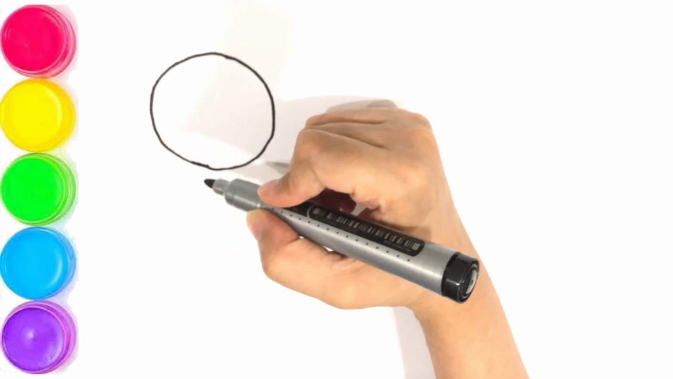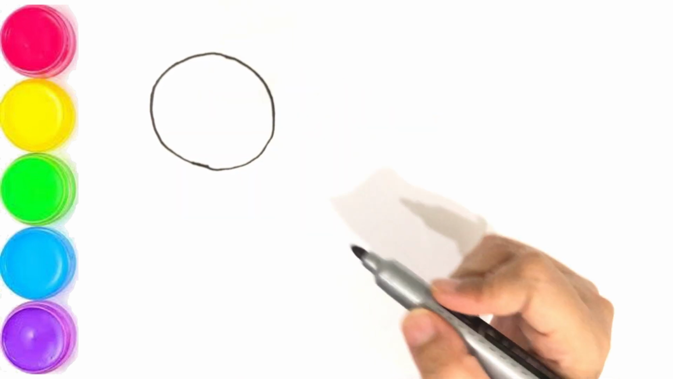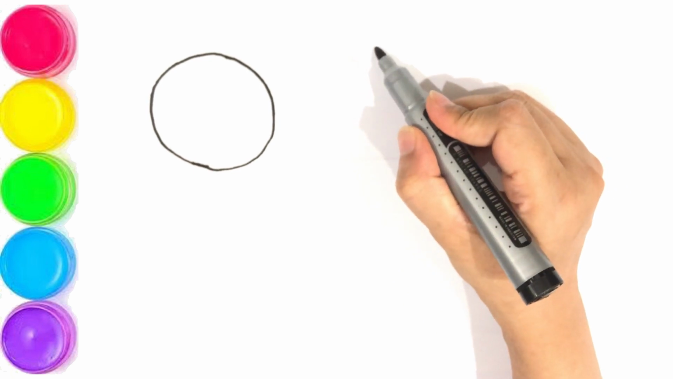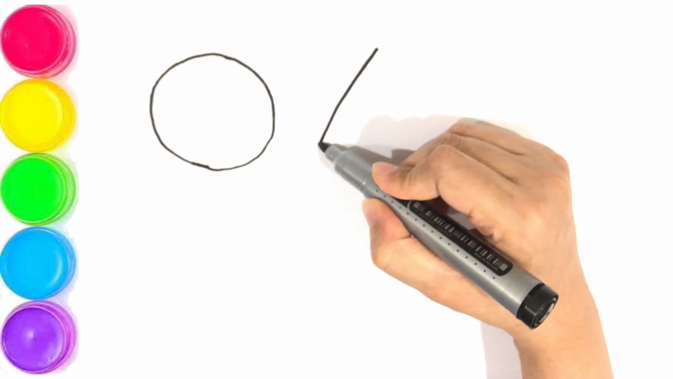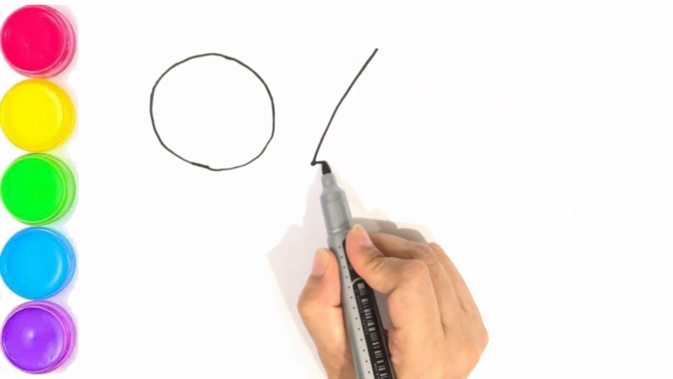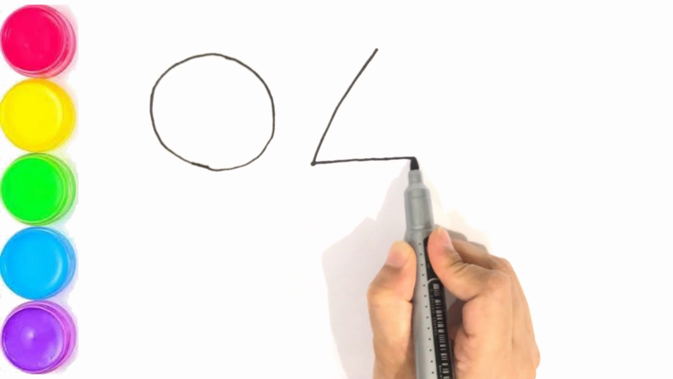Let's try it. Let's draw a triangle. A triangle has three straight sides and three corners.